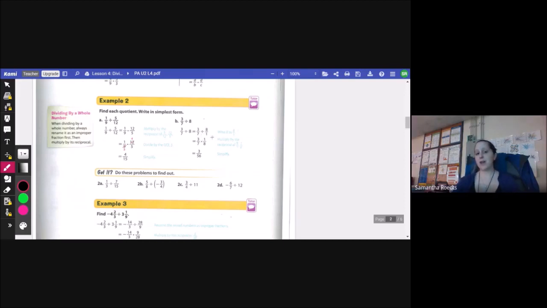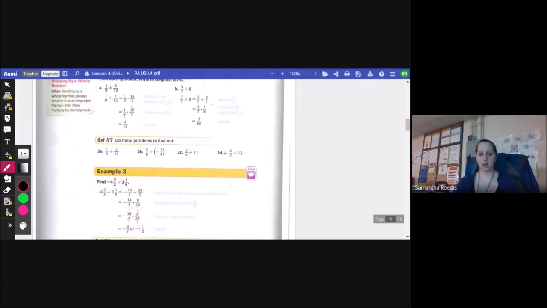So I have 3/7 divided by 8 over 1. That becomes 3/7 times 1/8. There's nothing that I can cross simplify, so I just multiply straight across. 3 times 1 is 3. 7 times 8 is 56. All right, let's try it.